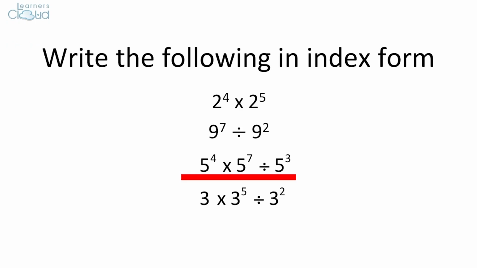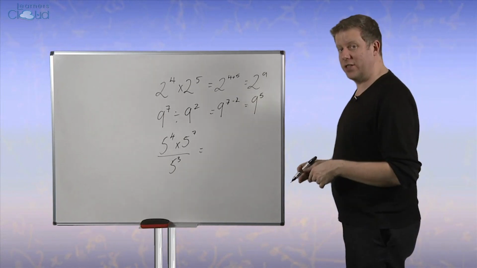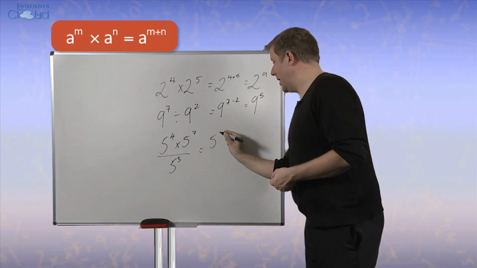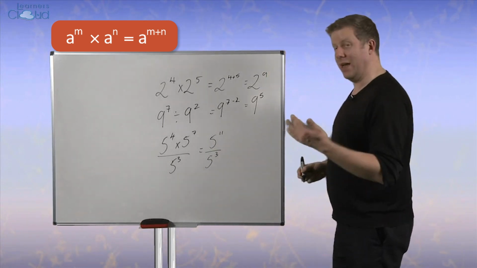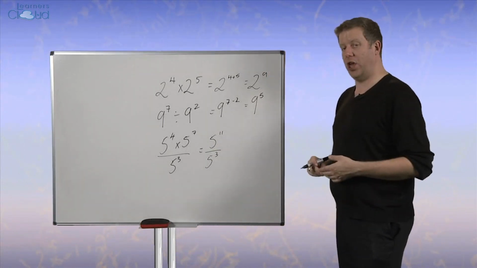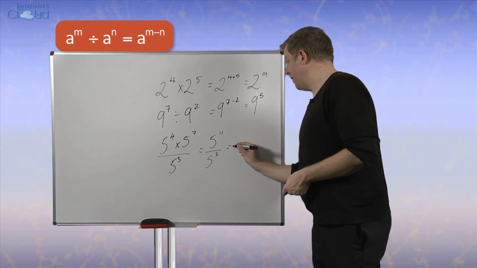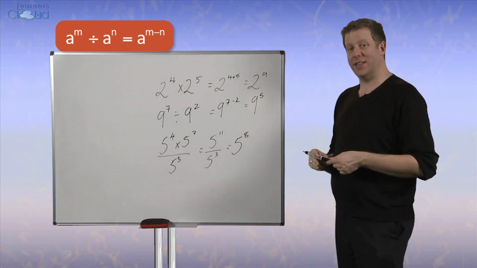Okay, let's look at a combination of both then. So let's have 5 to the power of 4 times 5 to the power of 7 divided by 5 cubed. So let's do the top calculation first. 5 to the power of 4 times 5 to the power of 7 is 5 to the power of 11. Still dividing, remember that line means divide, by 5 cubed. And when we divide, we subtract the powers. So our final answer would be 5 to the power of 8.